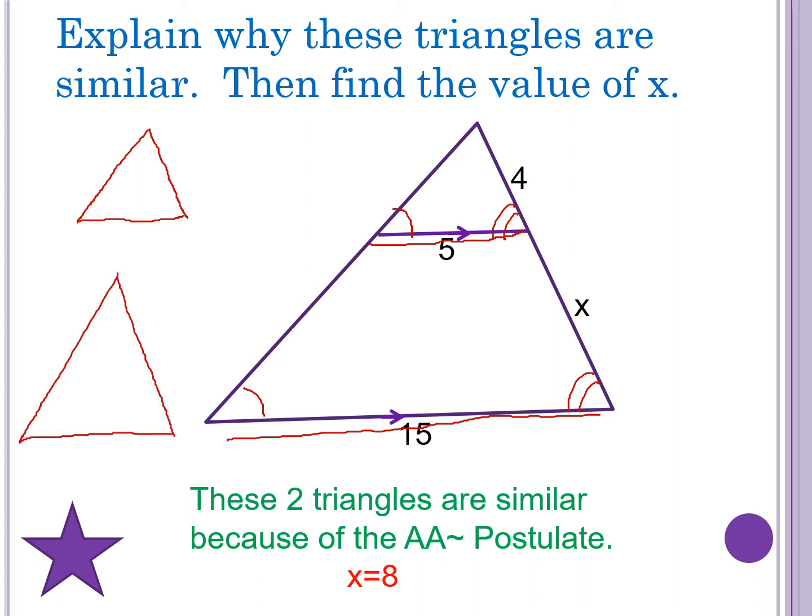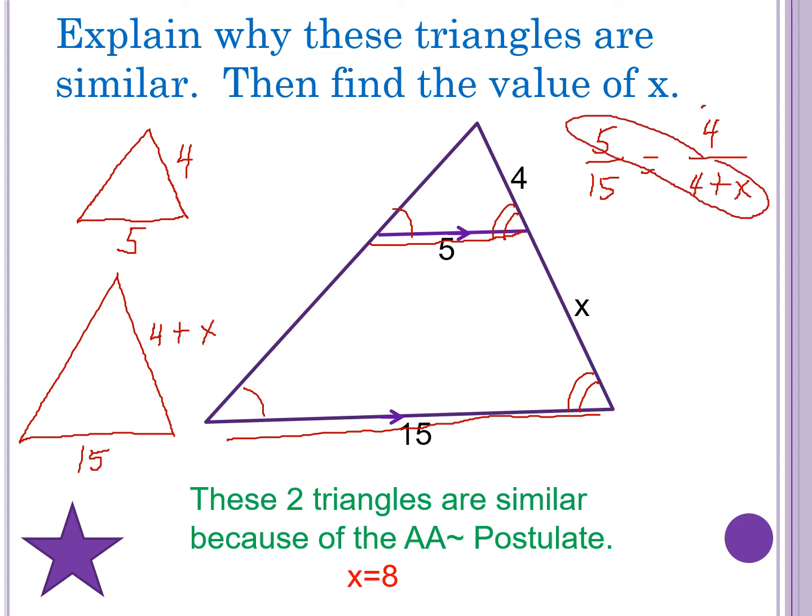For the smaller triangle, this side measures 4, this side measures 5. And then for the larger triangle, this side measures 15. And then for this side, we have the sum of 4 and x, or 4 plus x. To solve for x, let us form a proportion out of the given corresponding sides. So we have 5 is to 15 is equal to 4 is to 4 plus x.